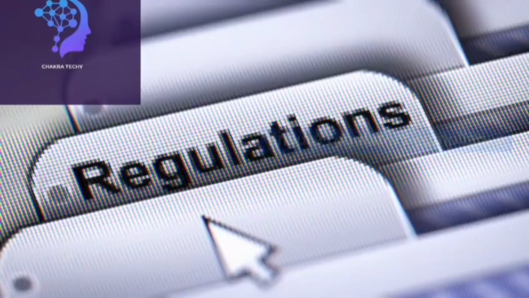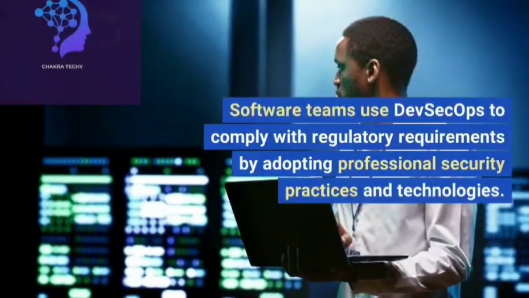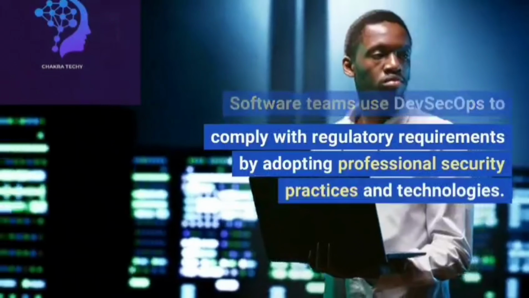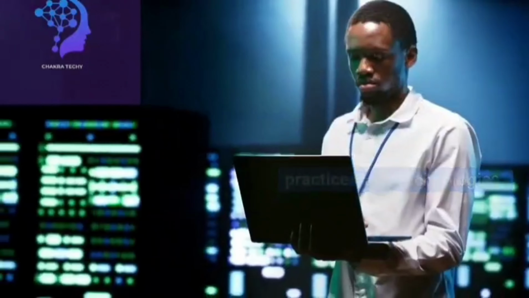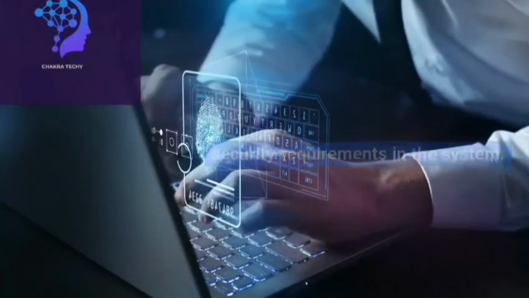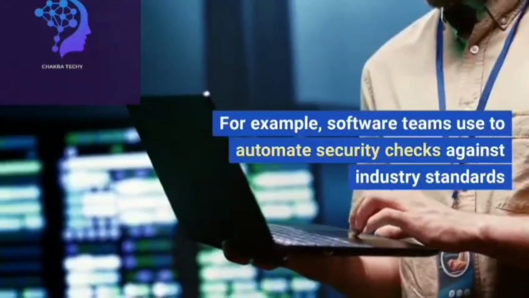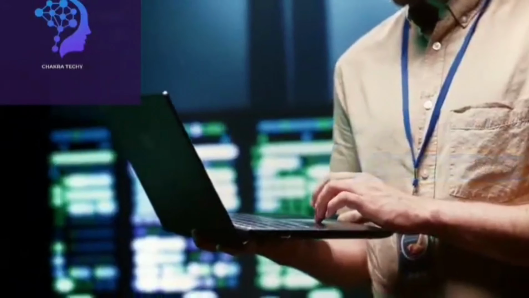Ensure regulatory compliance. Software teams use DevSecOps to comply with regulatory requirements by adopting professional security practices and technologies. They identify data protection and security requirements in the system. For example, software teams use the automated security checks against industry standards.